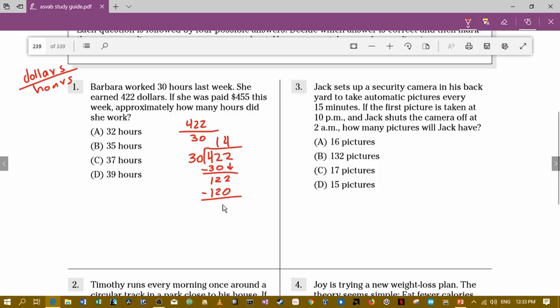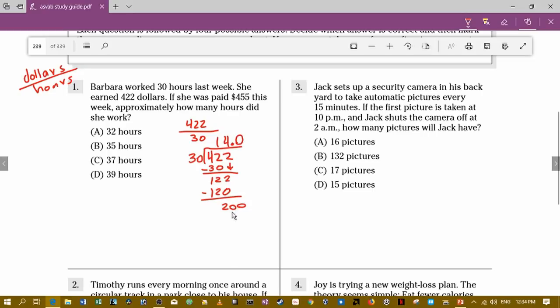122 minus 120 is simply 2. Does 30 go into 2? It doesn't. So we have to add a 0. When we add this 0, we have to bring up a decimal place. Okay? Does 30 go into 20? It doesn't. So we have to add another 0. And because we added a second 0, we have to add another 0 up here.